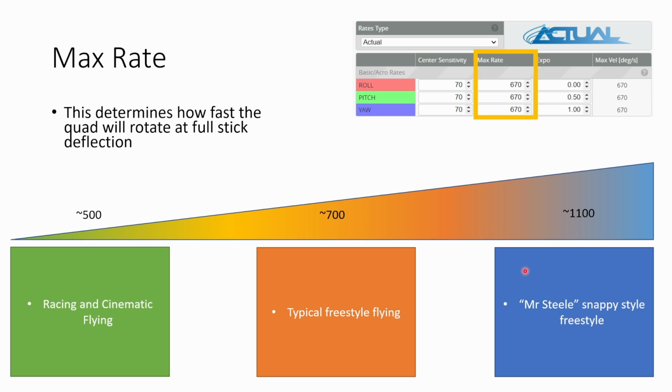And that's the style that you tend to see people like Mr. Steele flying, where they can do those really, really fast snap flips and rolls.